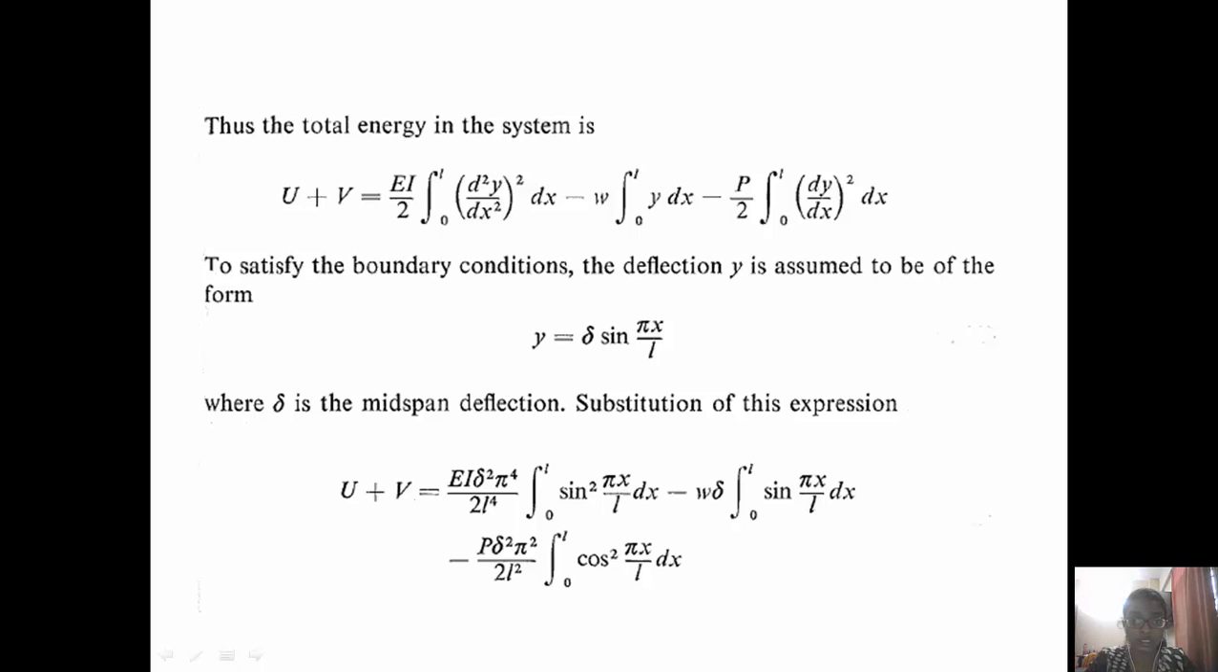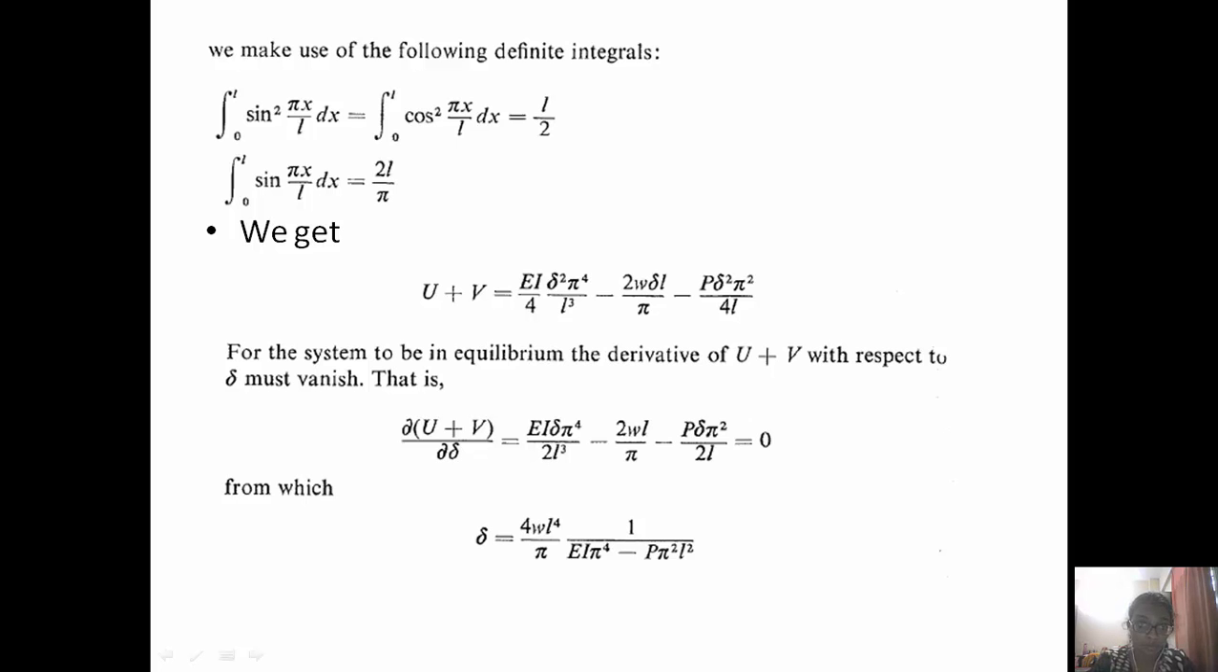Substituting this y into the expression, we obtain the RHS as EI delta square pi raised to 4 by 2L cube integral 0 to L sine square pi x by L dx minus W delta integral 0 to L sine pi x by L dx minus P delta square pi square upon 2L square integral 0 to L cos square pi x by L dx.